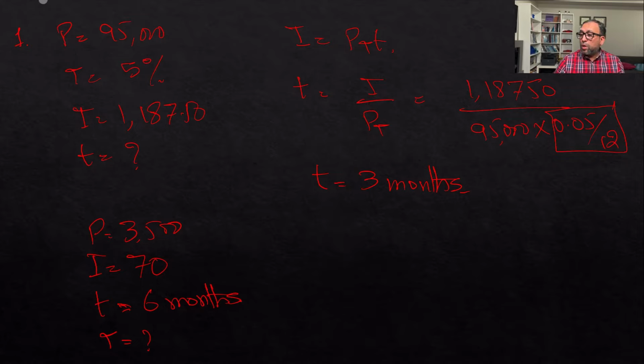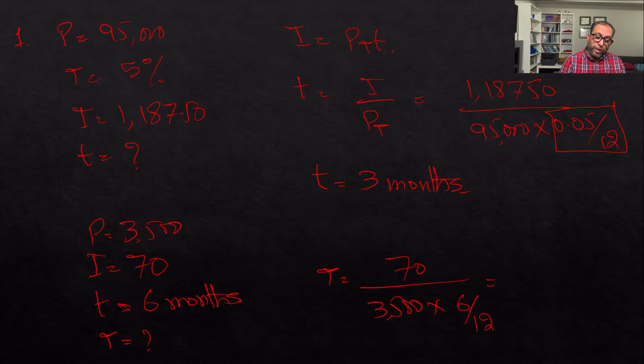So how can we do this? R is equal to 70 divided by 3500 multiplied by 6 by 12. Why? Because you want to find out the rate per month, and if you find it out, you get 4%. So what annual rate? We want to find out the annual rate, and the time period is in months, so we want to convert it into annual, so that's why we divide it, and this is our per annum rate.